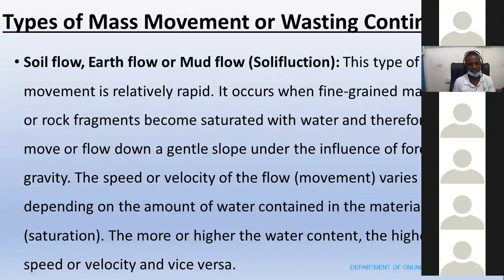In terms of the speed, the rockfall, even though it is rapid, that is, very fast compared to all the other types of mass wasting, this type of mass wasting, the soil flow, the earth flow, or the mud flow, is also relatively rapid. What I mean by relatively rapid has to do with the fact that in terms of the rate of flow, or the velocity of flow, it is faster than a few other types of mass wasting, like the landslide and the soil creep.